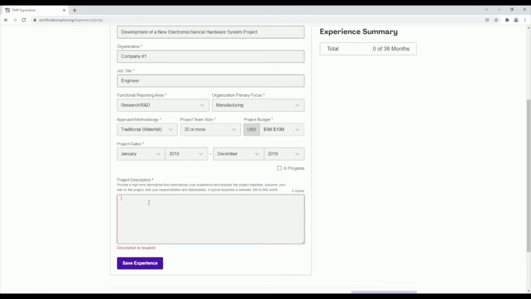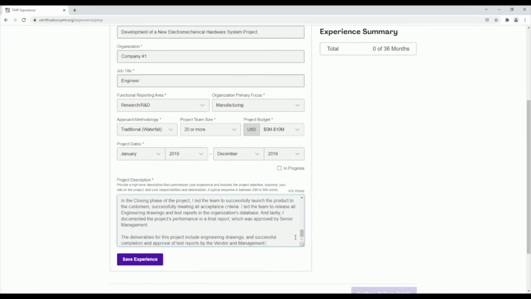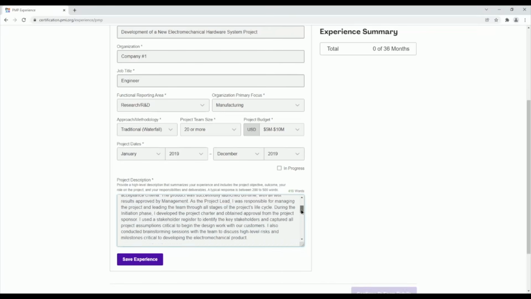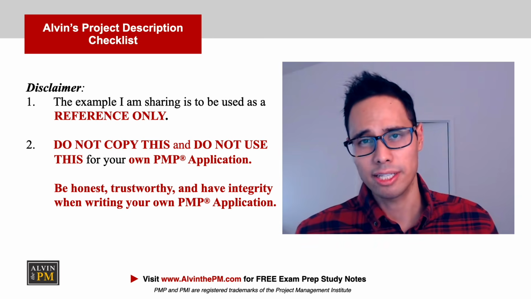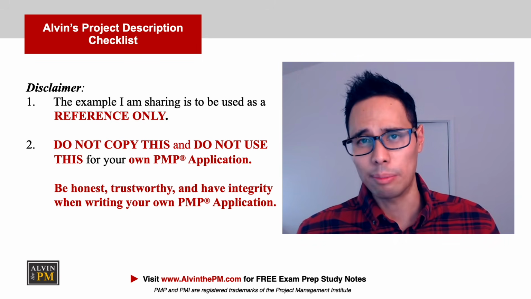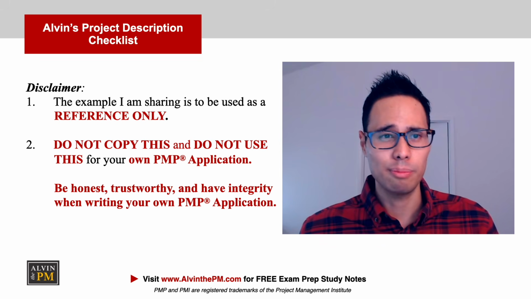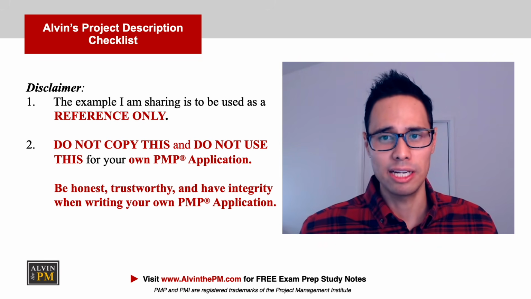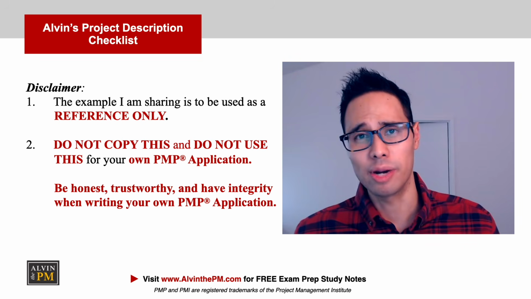So as we go through this, I will be sharing an example of how I would write the project description for this specific example project. Again, as I've mentioned previously, this is to be used as a reference only. Do not copy this and do not use this for your own application. Be trustworthy, be honest with yourself, and ethical when you're writing and submitting your PMP application. And again, do not plagiarize.